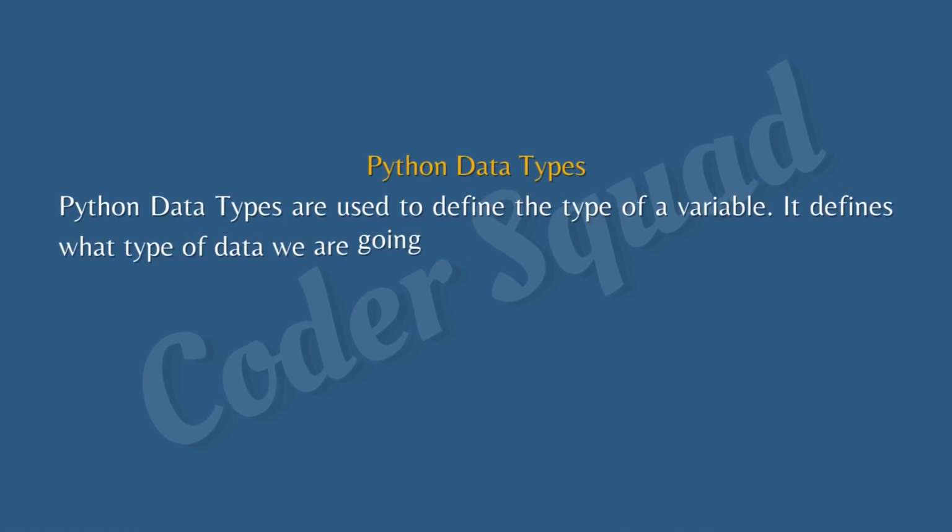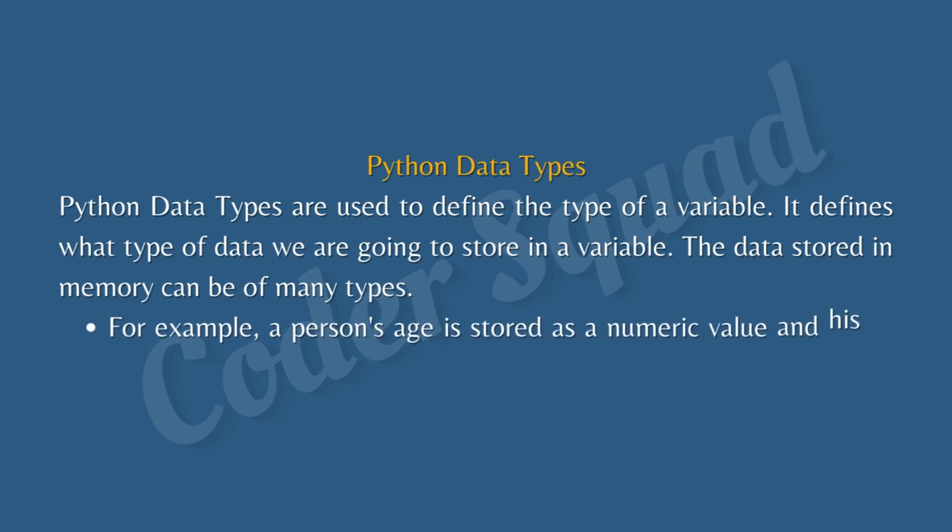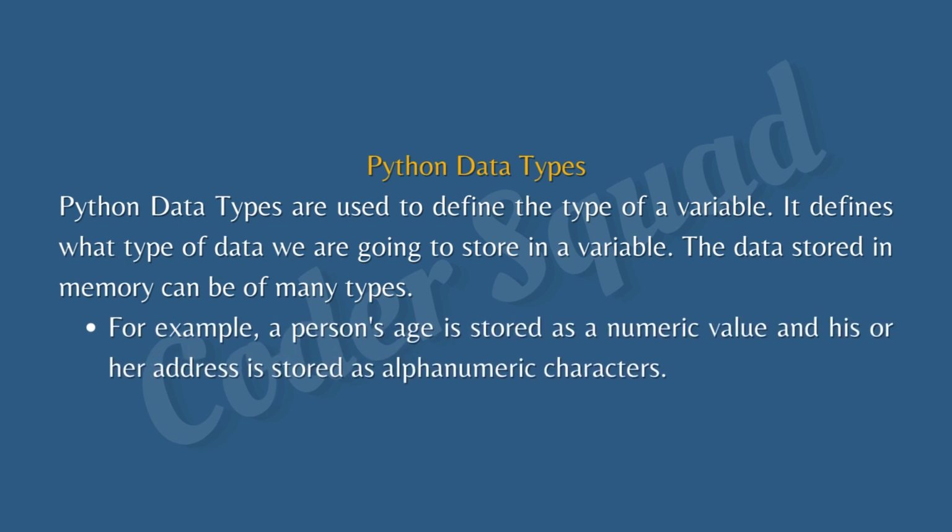In Python, a data type is a classification that specifies which type of value a variable can hold. Python is known for its flexibility in handling different types of data, from simple numbers and text to more complex structures.